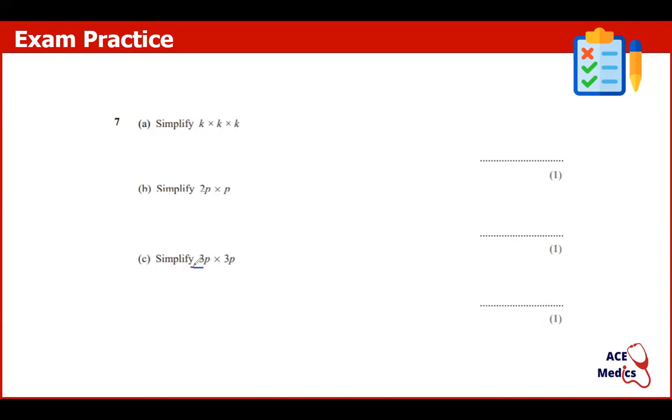So we are going to be doing 3 times 3, which is 9. P times P is P squared.